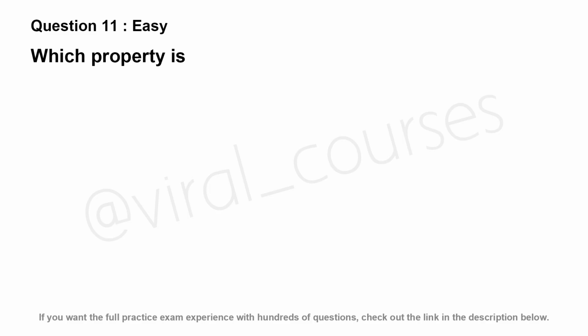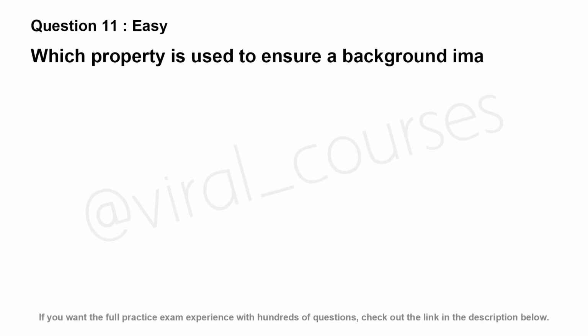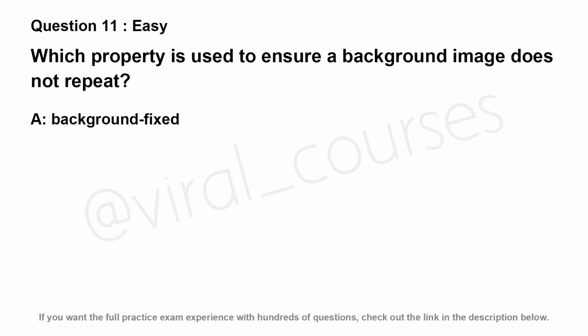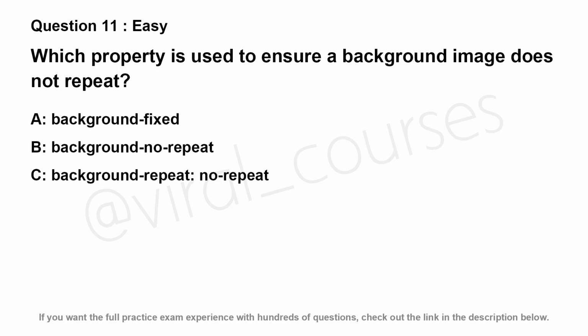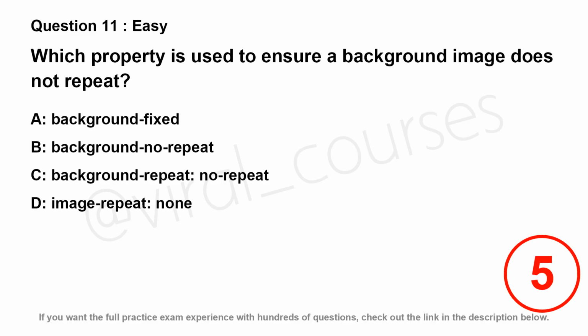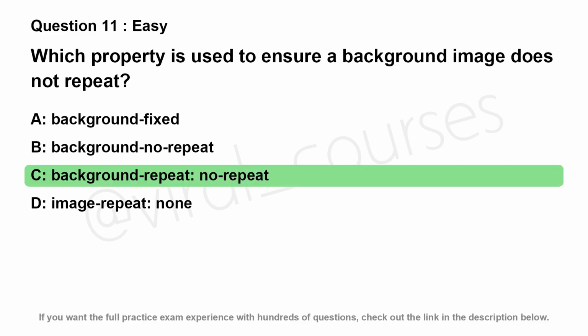Which property is used to ensure a background image does not repeat? Option A, background fixed. Option B, background no repeat. Option C, background repeat: no-repeat. Option D, image repeat: none. The correct answer is C.